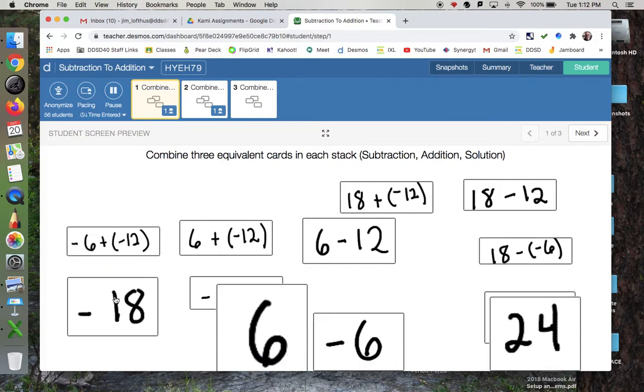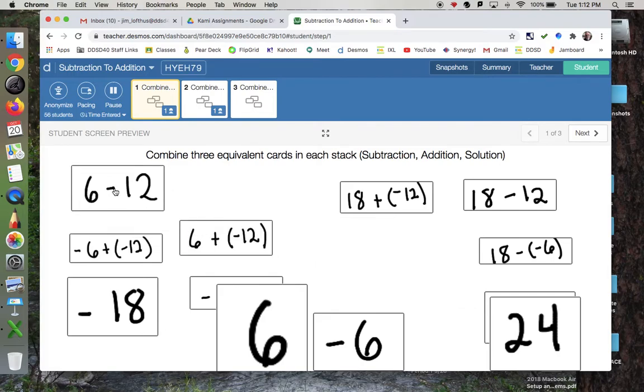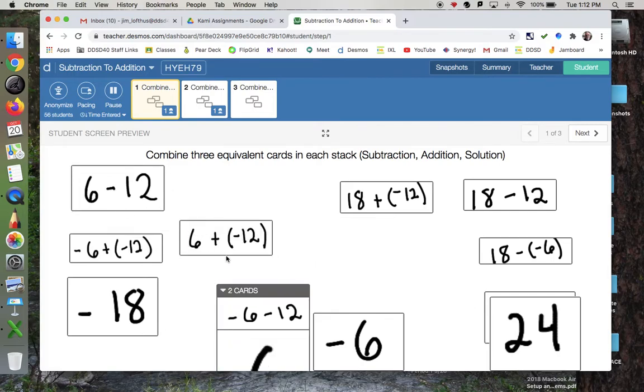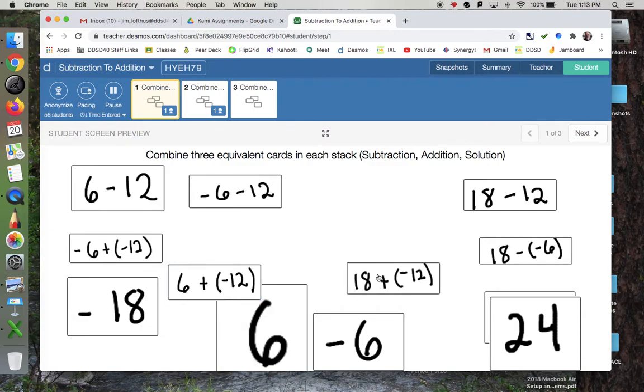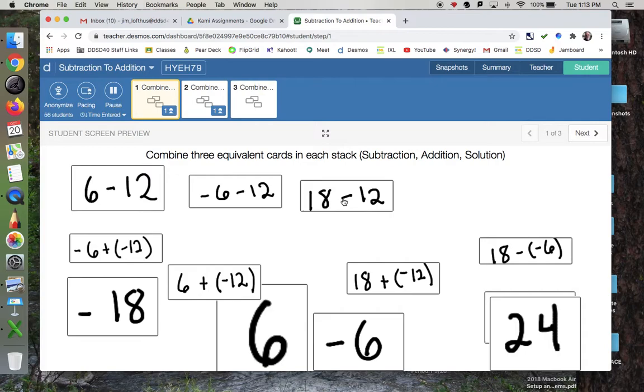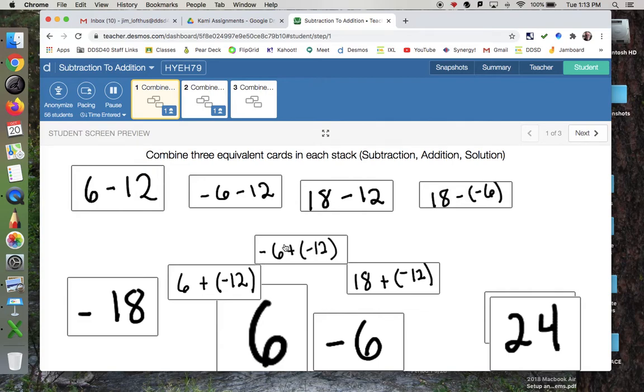So let me pull these out here a little bit and let's look for the subtraction. So there's subtraction, and there's another subtraction problem, and there's the third one. There should be 4 of them. Okay, so these all have an addition problem that is the same.